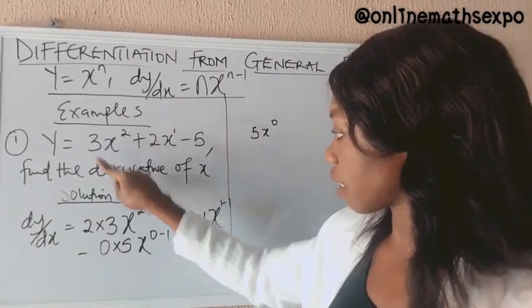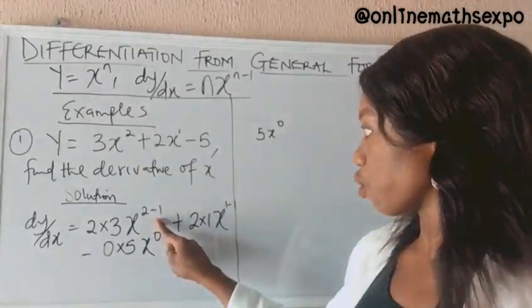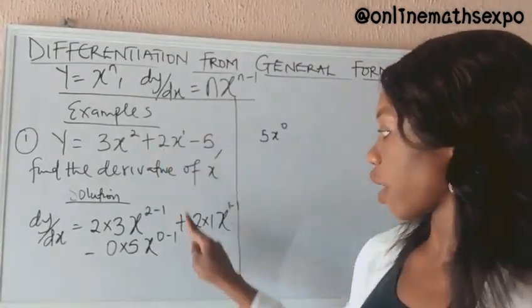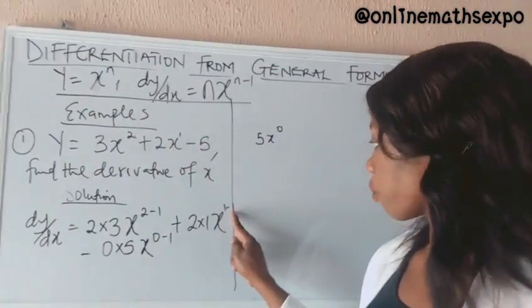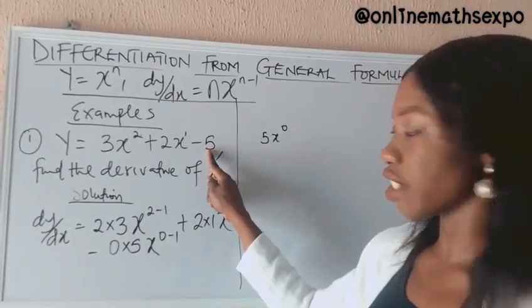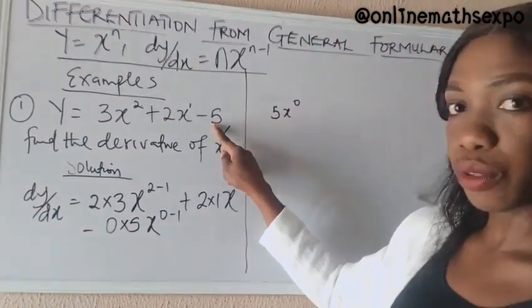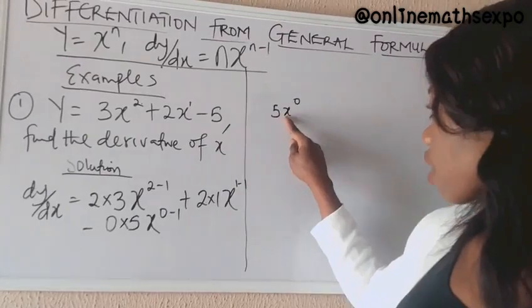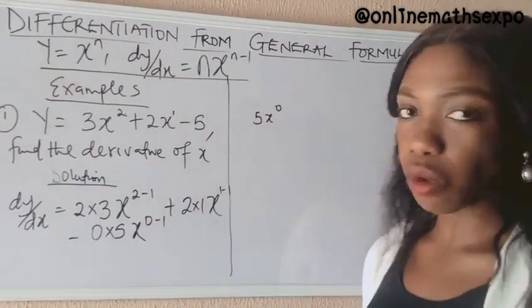Use 2 to multiply 3. We have 2 times 3. Then x, subtract 1 from 2. Plus, use 1 to multiply 2. We have 2 times 1. X, subtract 1 from 1. Minus 5 is a constant, but we are forcing it to be a variable. So in that case, we have 5x raised to power 0. Use 0 to multiply 5. Then subtract 1 from 0.